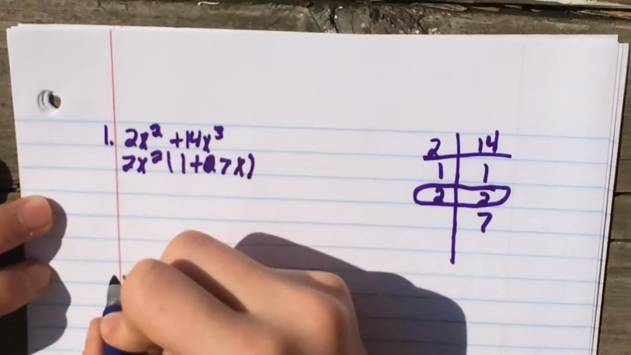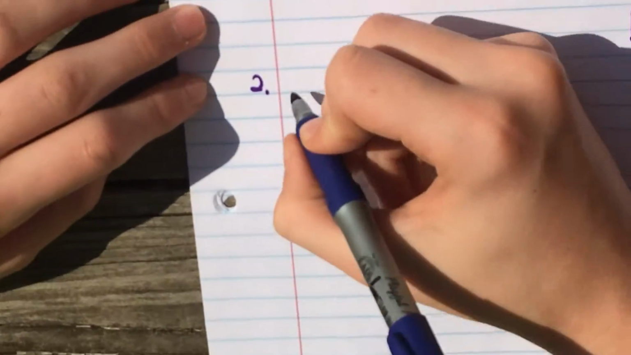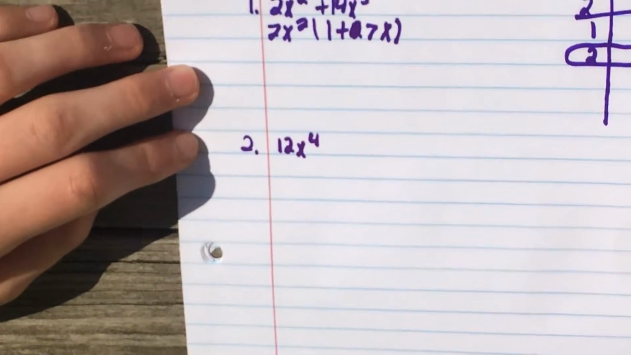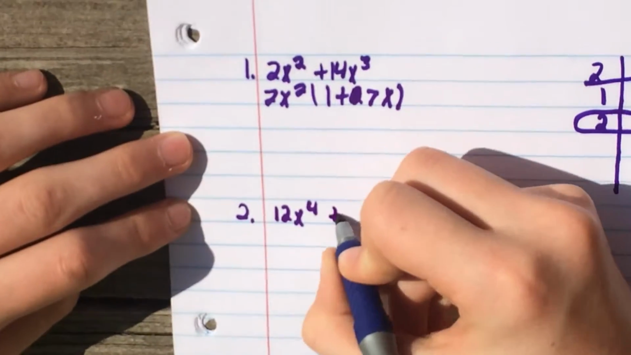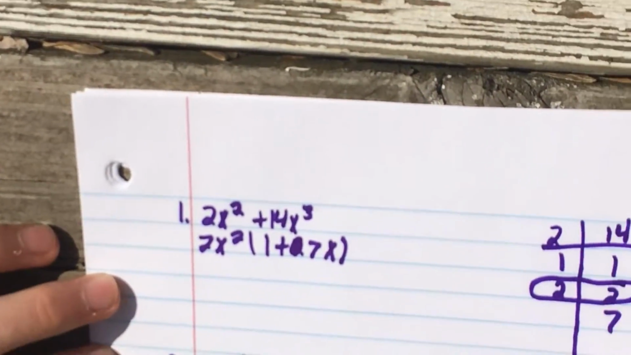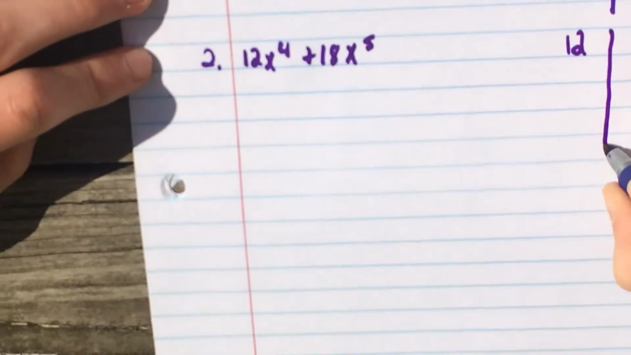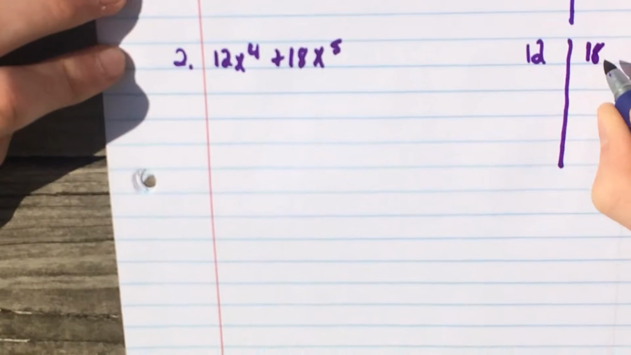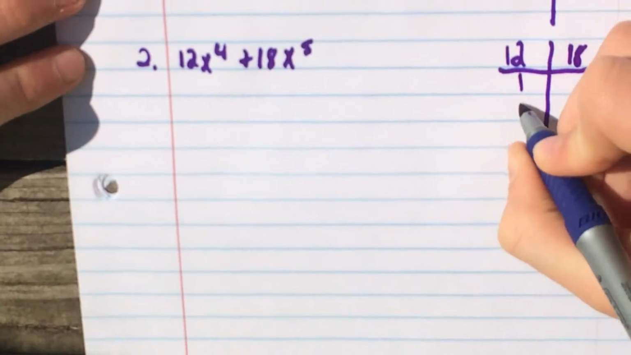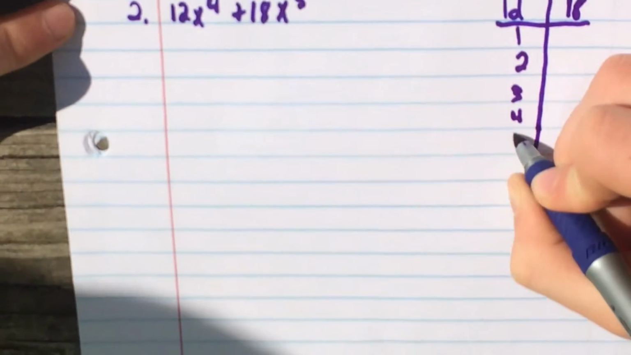For problem 2, we're going to do 12x to the power 4 plus 18x to the 5th. Now we're going to find the greatest common factor of 12 and 18. For 12, it would be 1, 2, 3, 4, and 6.